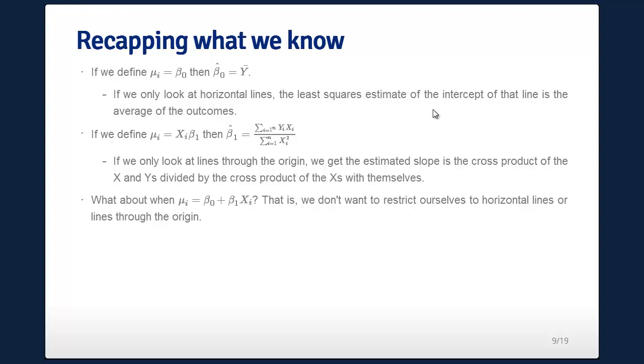So let's recap what we know. If we define mu I as beta naught, then beta naught hat works out to be y bar. So if we only look at horizontal lines, the least squares estimate of the intercept is that line that's the average of the outcomes, which makes sense, right? We're disregarding x then. If we look at regression through the origin, then the slope of that line works out to be that guy.